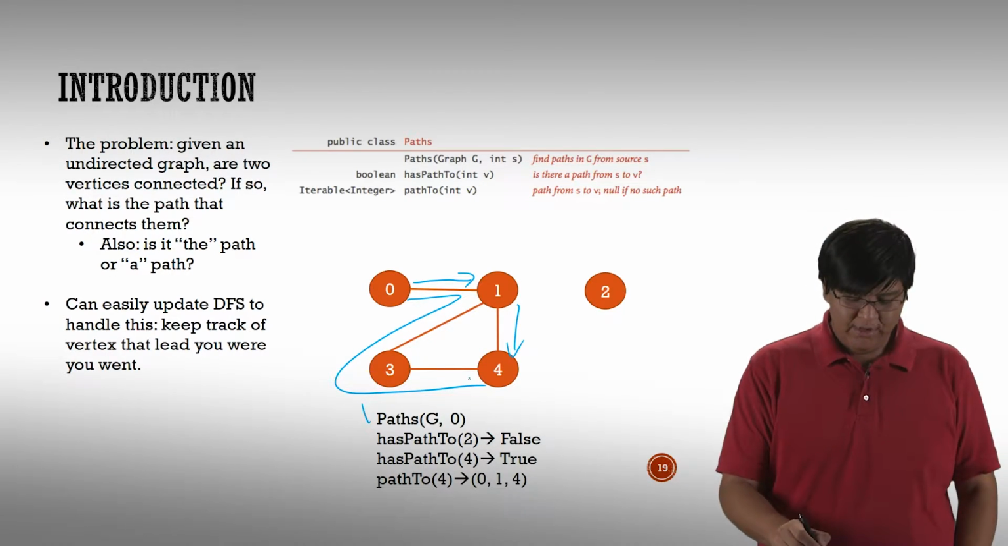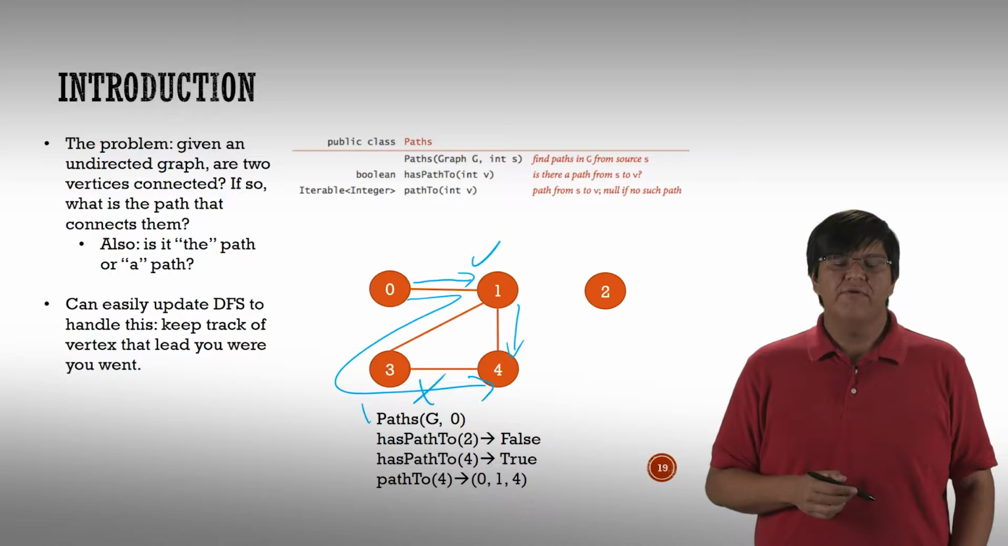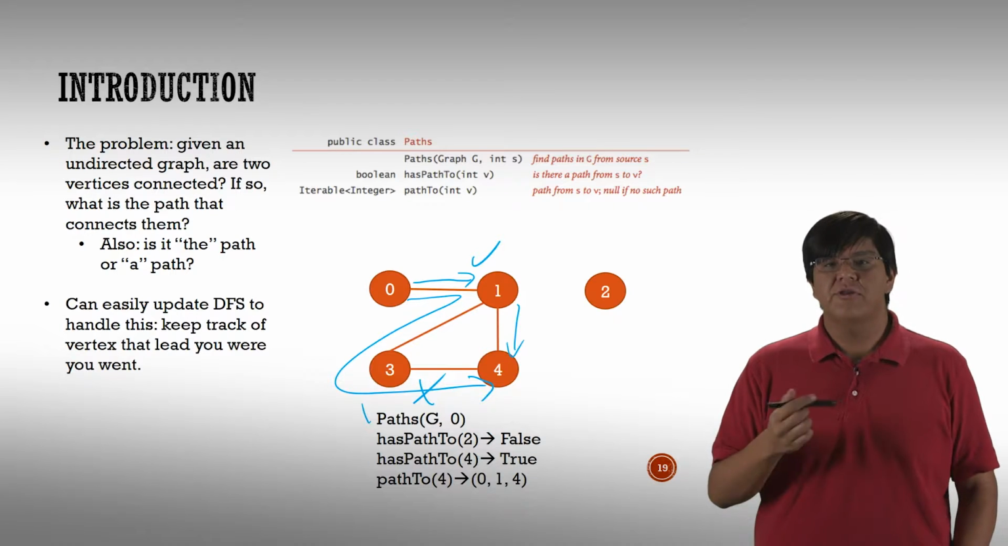So that's something that I don't want. I don't want that path. I want this path over here because it's a little bit shorter. And so that's what we're going to try to work towards, right? We're going to work towards finding the shortest path.